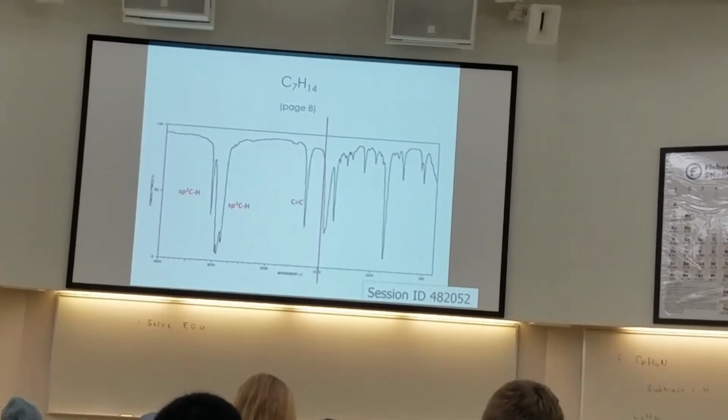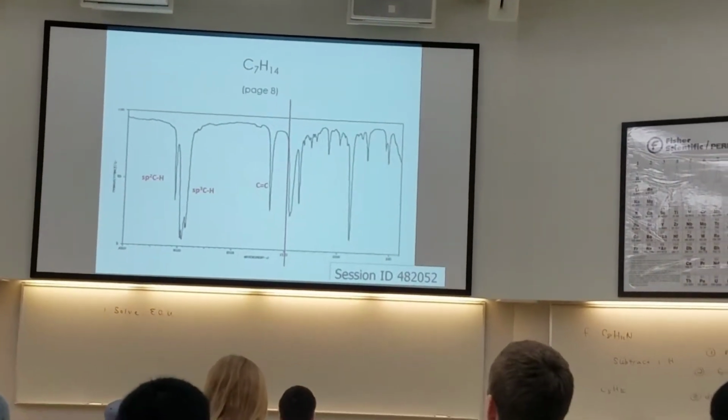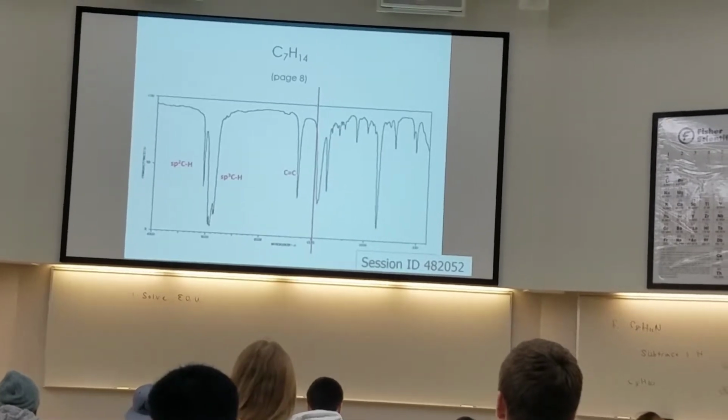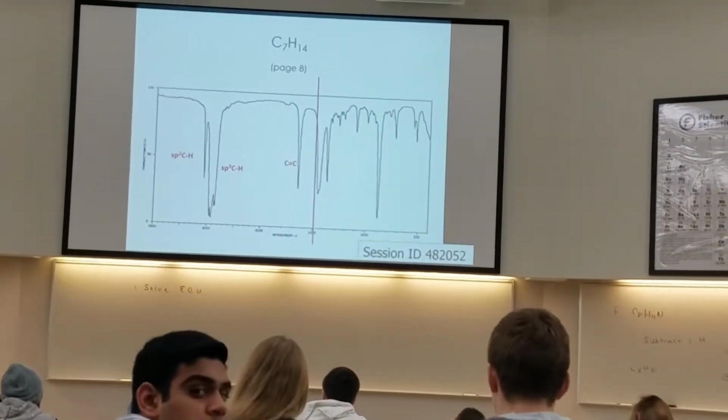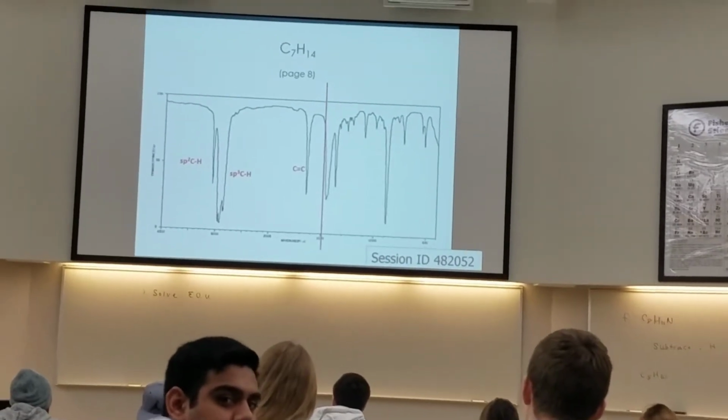So they have a different carbon-hydrogen stretch. It's just a little bit to the left. So you can see it's just separated just slightly from the rest of the carbon-hydrogen stretches. It just confirms that you've got a double bond on the structure.